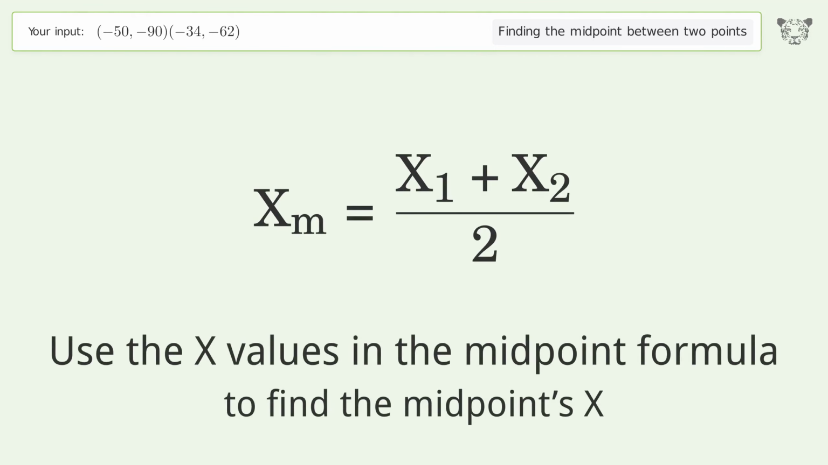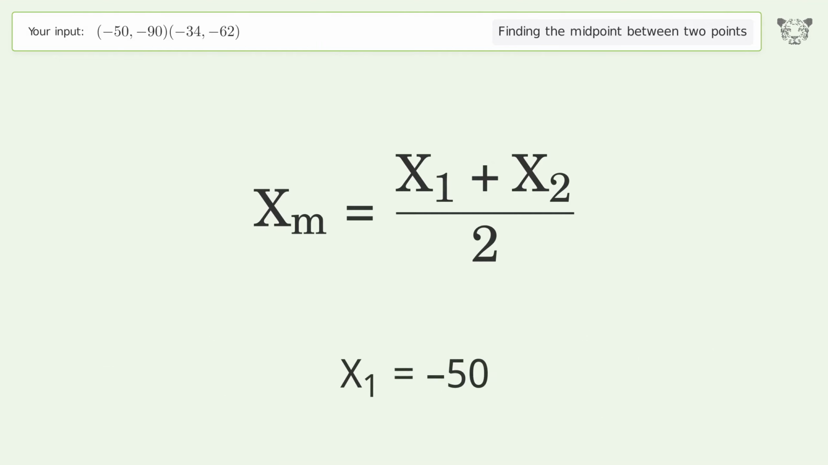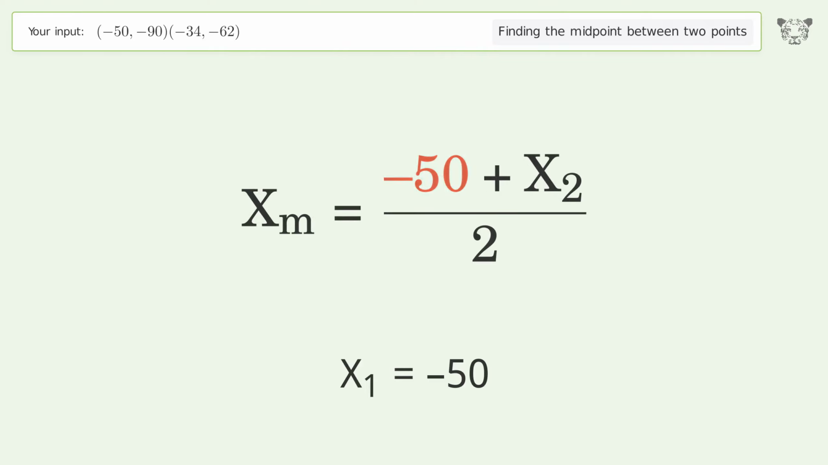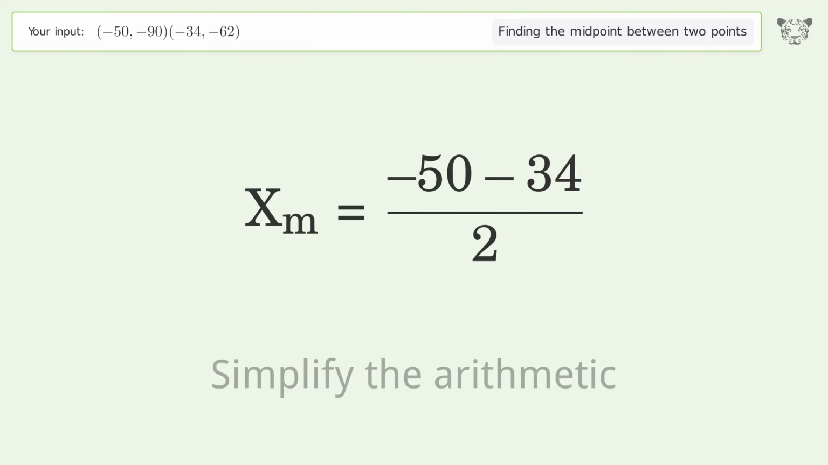Use the x values in the midpoint formula to find the midpoint's x. x1 equals -50. x2 equals -34. Simplify the arithmetic.